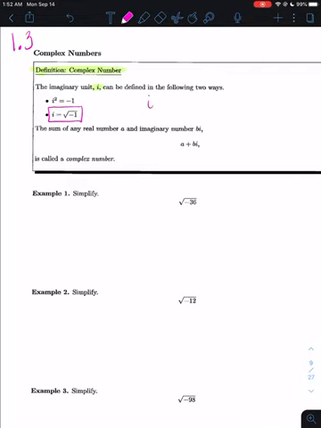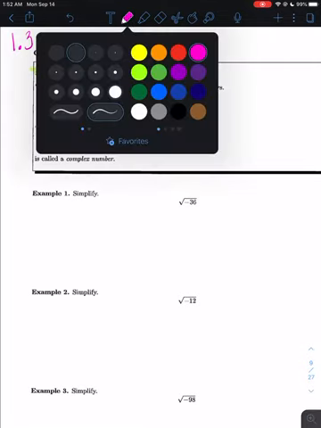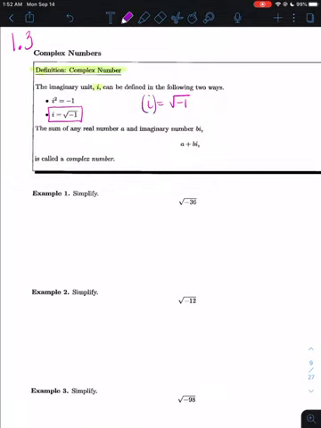If you take the fact that i is the square root of -1, and you square both sides, now I have i squared equals -1. So that's where they get this other definition or equation, i squared equals -1. We'll be using both of these throughout the lesson.